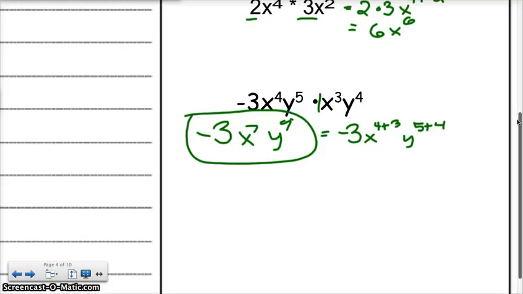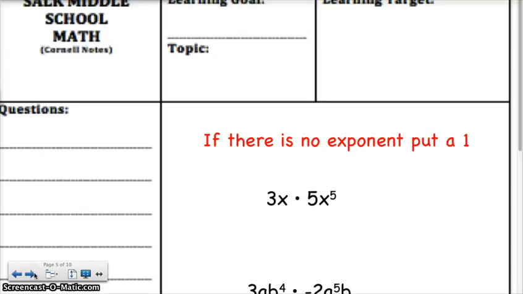Or you could do mental math in your head. You gotta write it down. This is mental math. The first one is mental math in your head. What if you get that wrong? Then you're wrong. No partial on these things. Why not? If there is no exponent, you put a 1. If there's no exponent, you put a 1.